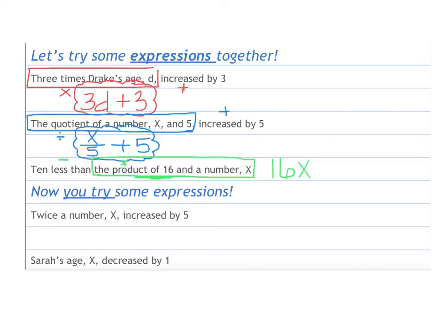And I can think of it as order of operations. Multiplication comes first, then subtraction. So that's how I'm going to write my expression. So 16x, then it's 10 less than that, which means that I'm subtracting 10 from that. Even though 10 is before, it doesn't necessarily mean 10 minus that. I'm taking it away from it, so it needs to be 16x minus 10.